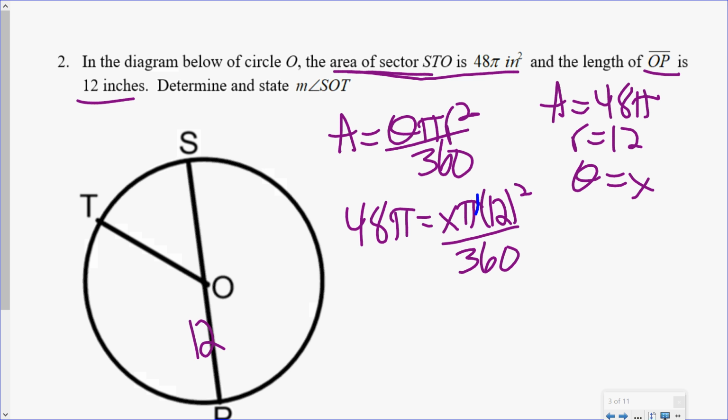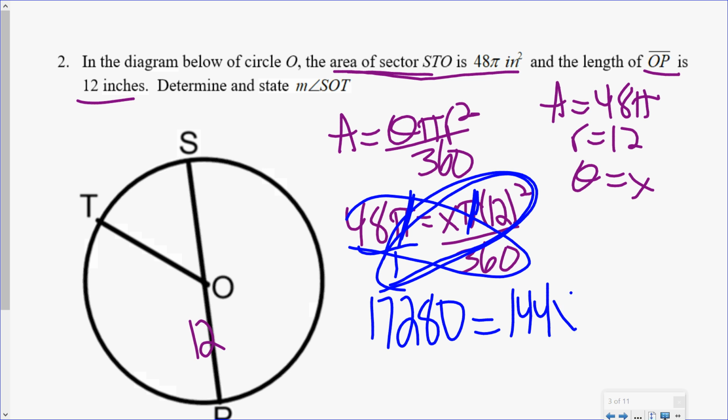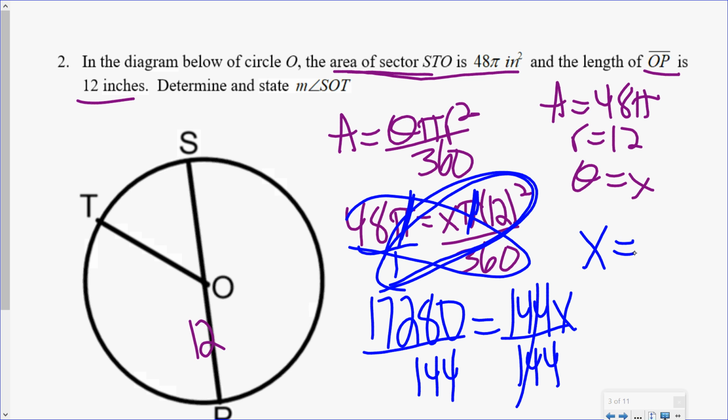Now I got pi's on both sides. I can't say it will 100% of the time be the case, but it will most likely be the case that there will be pi's on both sides, in which case they cancel. To get rid of the fraction, I cross multiply. 48 times 360. Again, I would use the calculator for that. I got 17,280. 1 times 12 squared times x is 144x. Divide by 144, divide by 144, and I get 120. Kind of coincidental that we got 120 twice, will not always be the case.